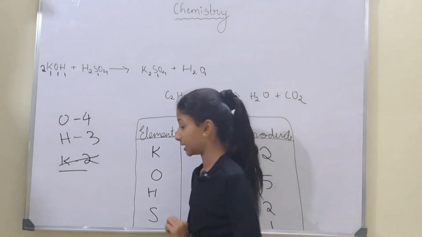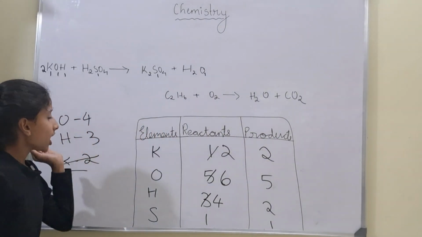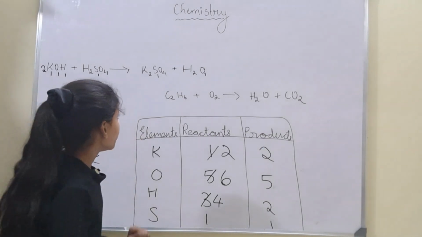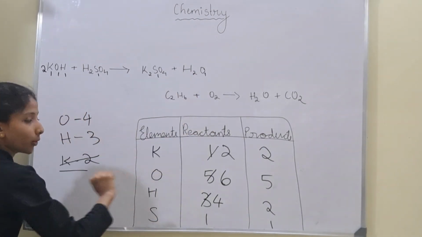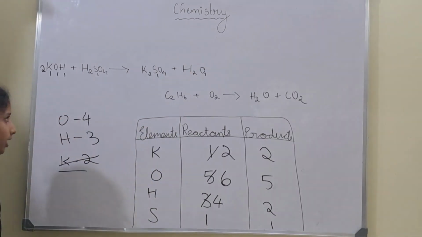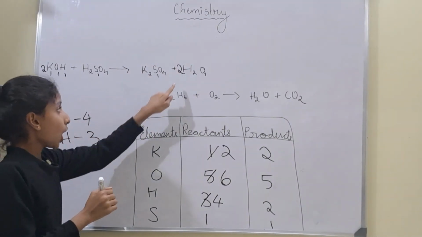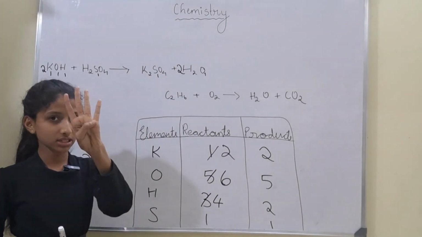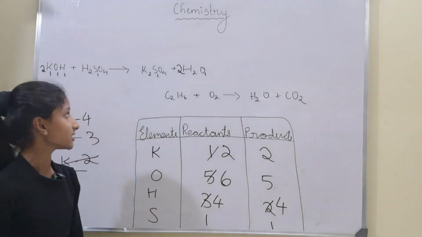Hydrogen, as it is 3. So, we will start with hydrogen first. To balance hydrogen, we have to convert this 2 into 4. This 2, we have to make it into 4. So, I will put 2 in front of it. 2 times 2 gives us 4. So, hydrogen will become 4 and it is balanced.